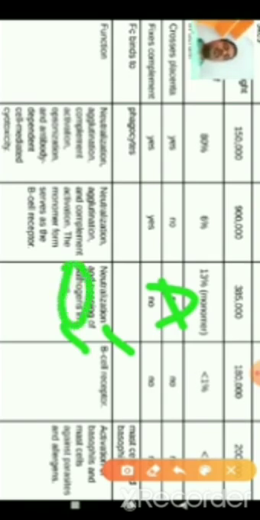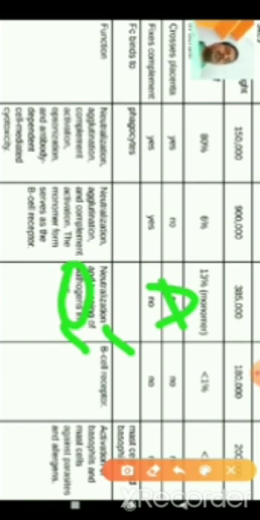And next one is IgA. IgA participates in neutralization and trapping the pathogens. The pathogens are trapped by IgA. So IgA is very important against pathogens. They trap the pathogens and kill the antigens. So this is the IgA function.